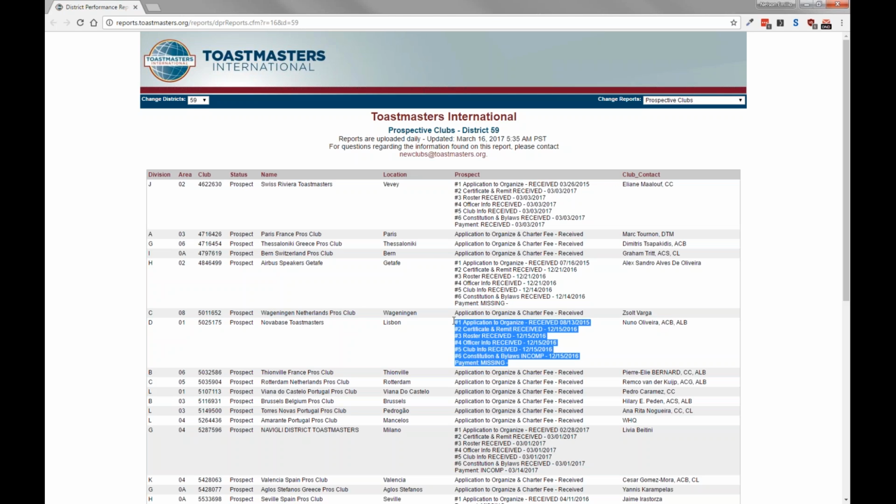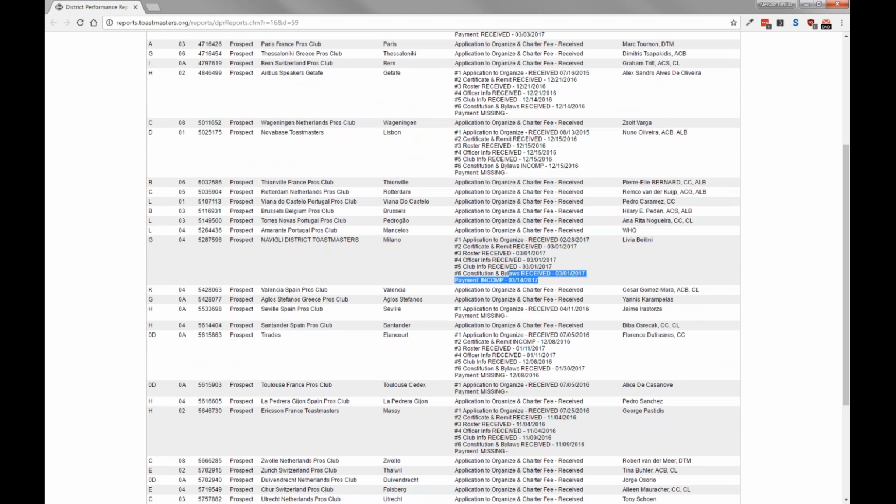For example, in this situation, there is a document that Toastmasters International needs to send to the company in order not to have double taxation. And for them, as this document was not sent and signed by both parties, there is still payment missing from December. Again, another one, payment incomplete. So this club, I don't know if it's a corporate club or not, but I'm going to check. There is an issue with payment.